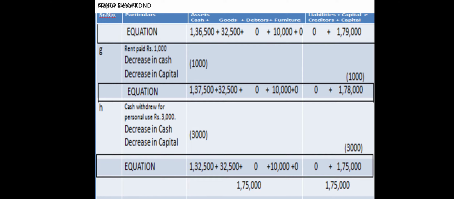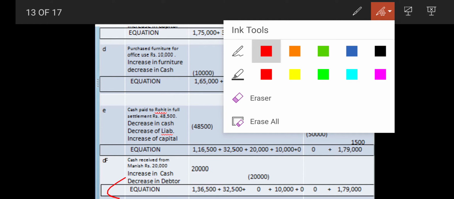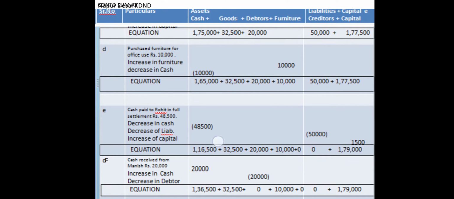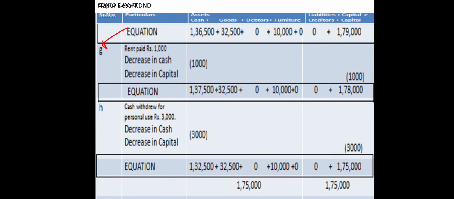Now next transaction. See, I have again carried forward this equation into the next page. Why? Because for the continuity of my equation. So looking at this, you can see the equation I have written, and the same pattern I will be writing on this also. Same serial number, particulars, all things I have to write down the same way. Now comes your rent paid. Now rent paid rupees 1,000. Very simple transaction. Rent paid is 1,000 rupees.